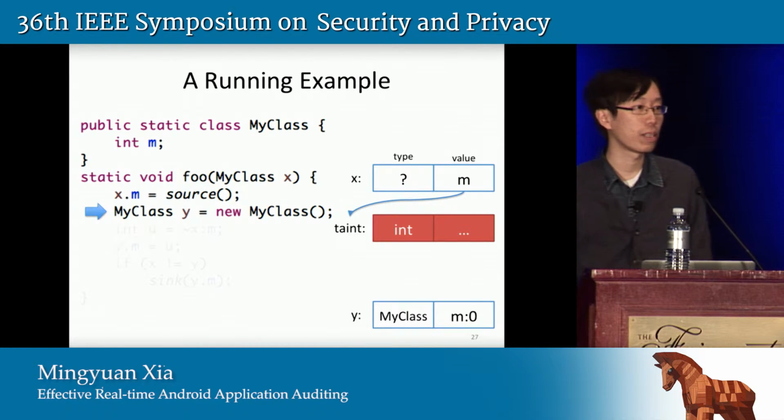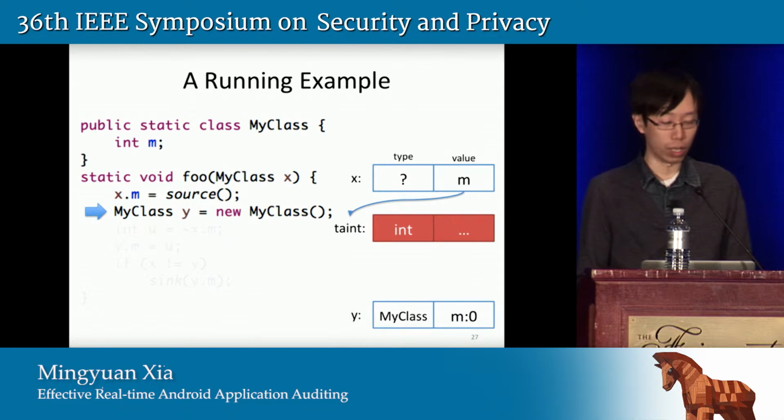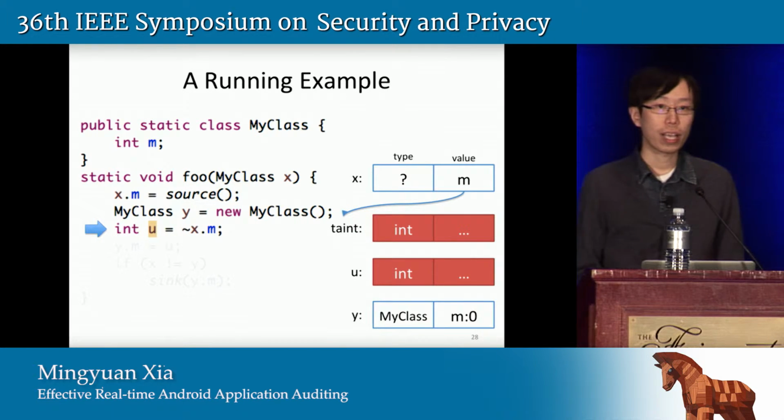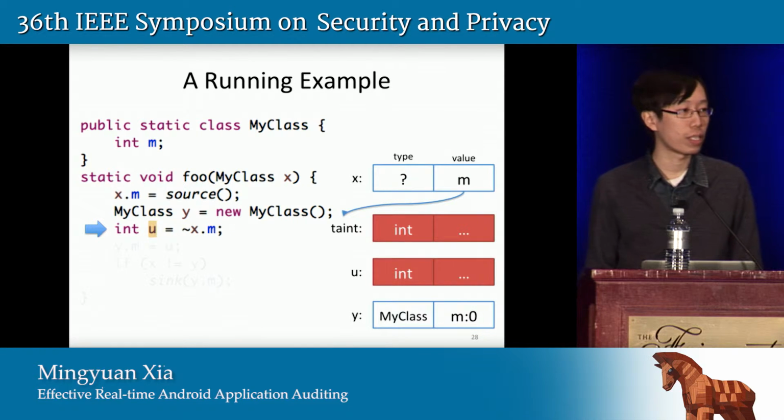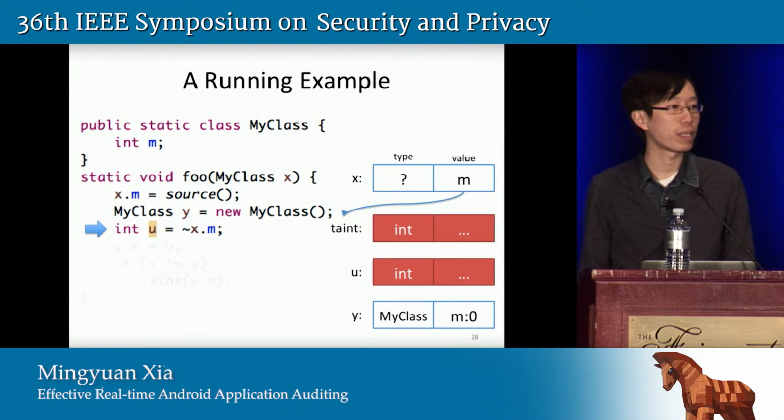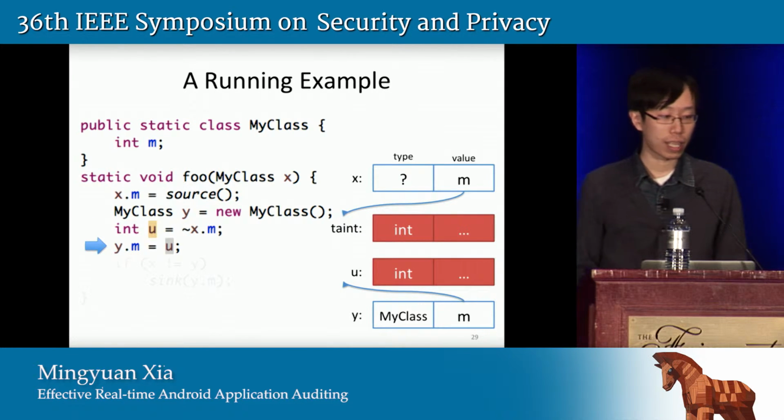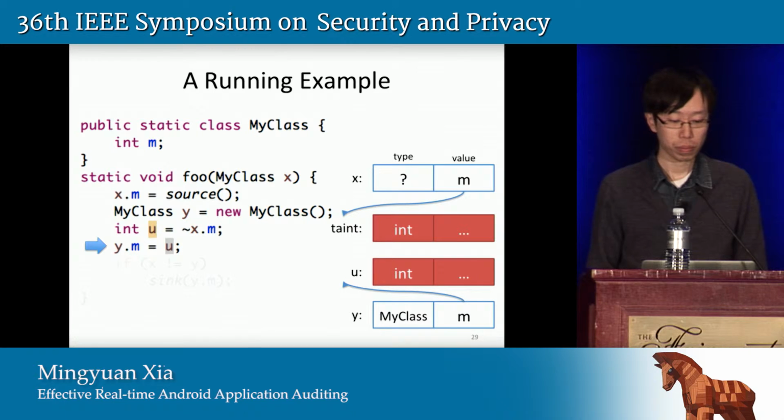Next, we create a new object, y, which we know for sure is of the type MyClass, and we know its field m is for sure 0. Then we derive from x.m to generate a new object, u. U is derived from a tainted object, so it's still tainted. Next, it's assigned to y.m. Now the y object, which is a new object, has its m pointing to u.